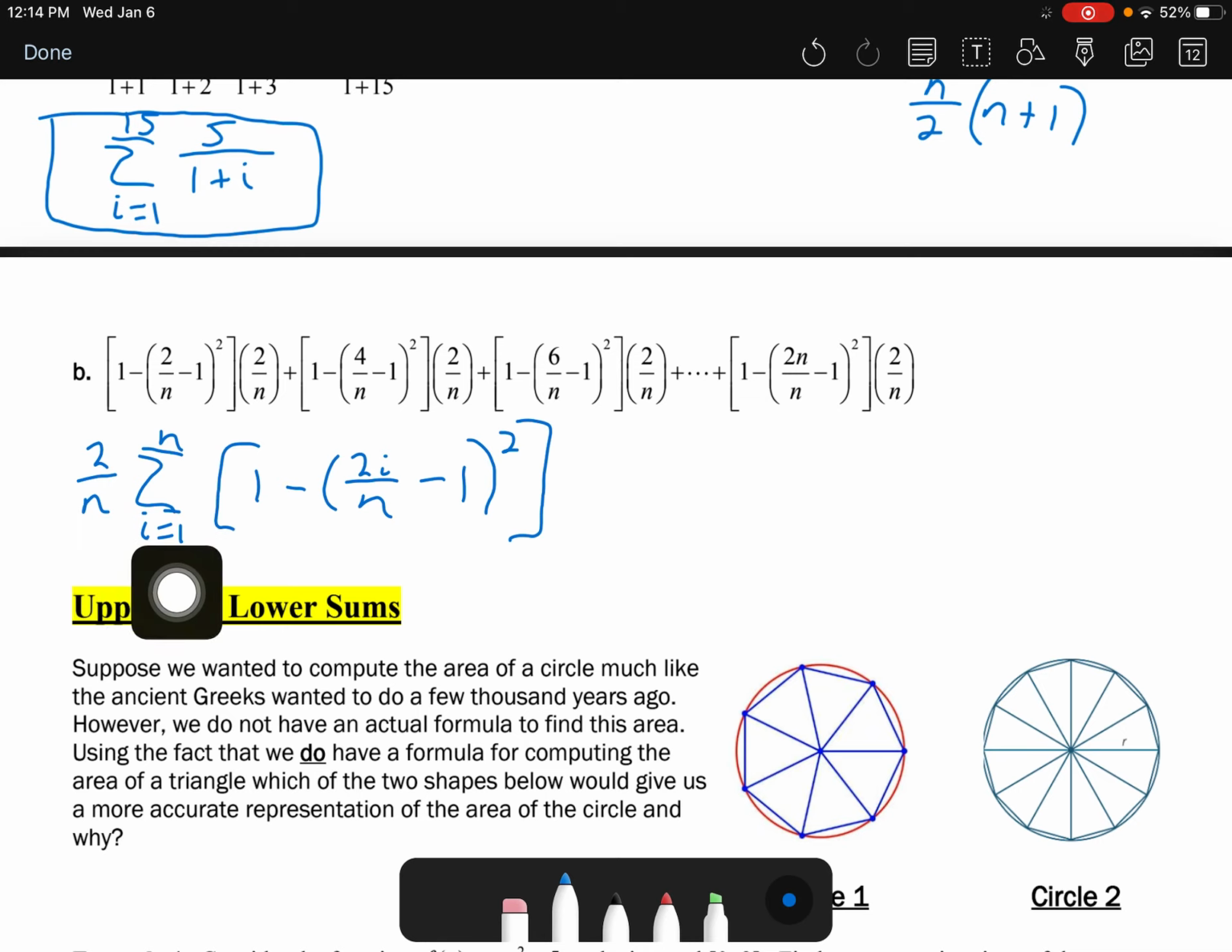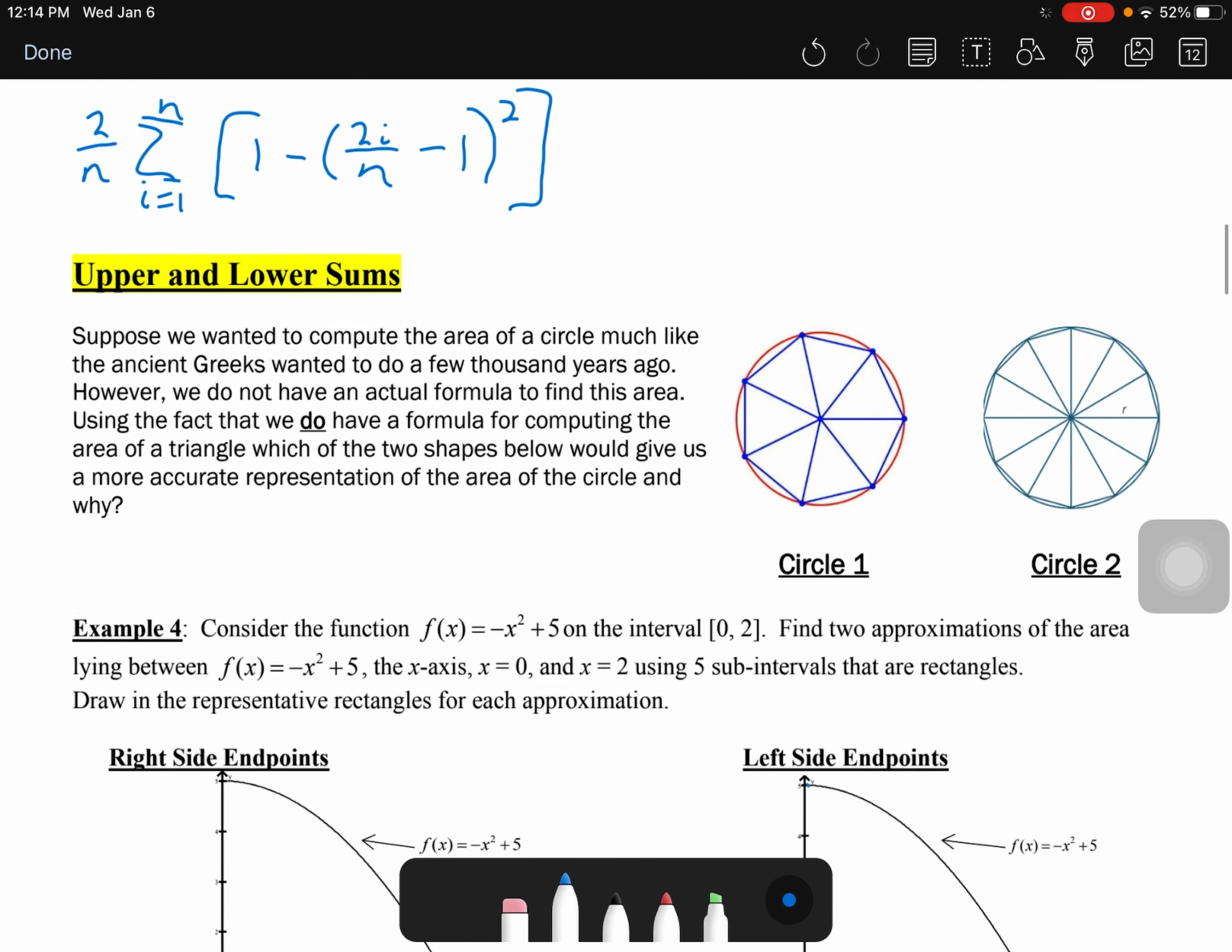So 2 over n is always a multiplier. I take that out. You always have 1 minus, and then what's changing here? It's 2 times i. i is 1, i is 2, i is 3. So 2 times i over n, and then squared stays the same. Okay, I was just getting used to using a little bit of sigma notation.